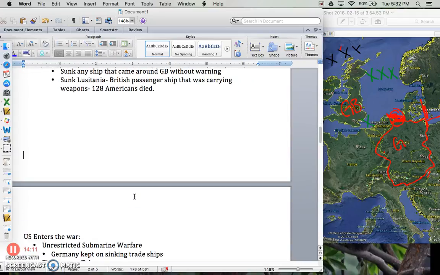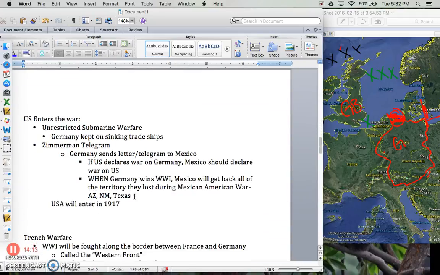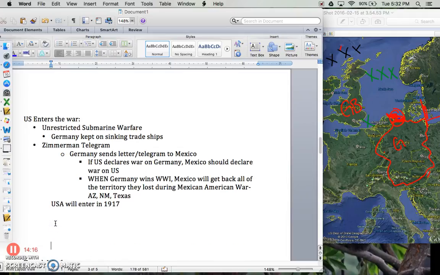And that's going to lead us into entering the war. Not only is Germany going to use unrestricted submarine warfare, where they're not warning ships that are going to be sunk, they're sinking our ships. And we keep on telling them to stop it, and they won't.